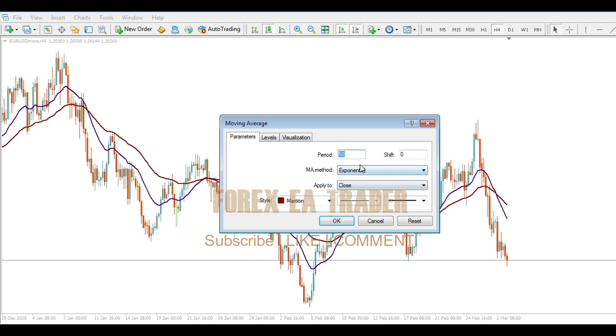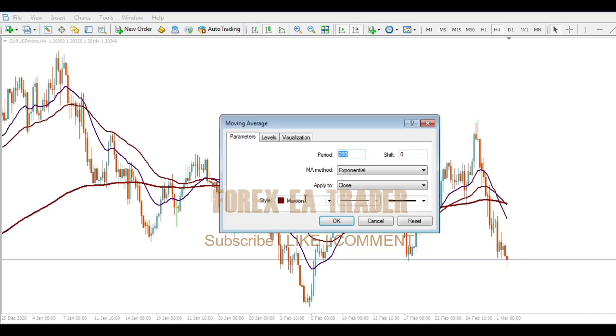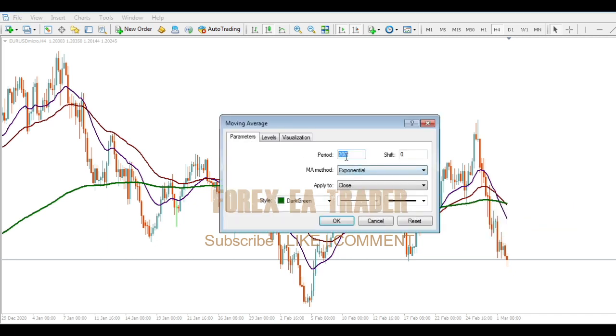And there is also the 200. The 200. Sometimes people make it 250. Sometimes I need to change color here. Let's make it green. The 200 or the 250, you can make it 250.